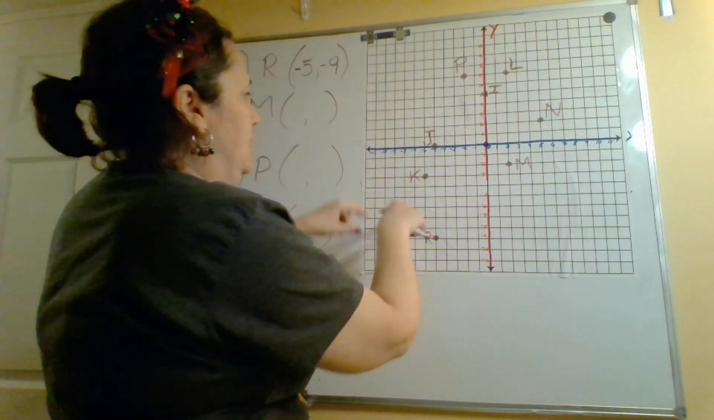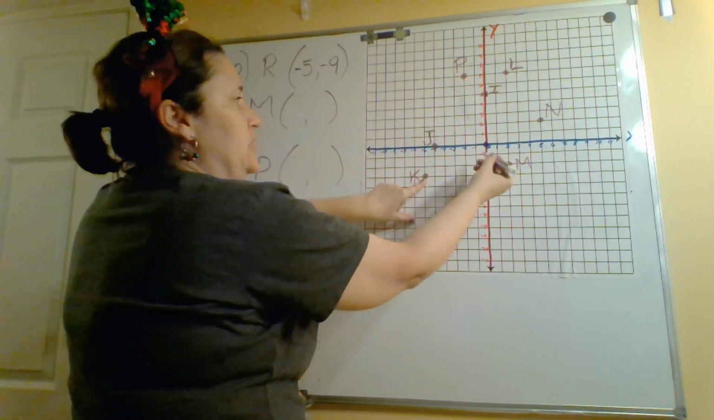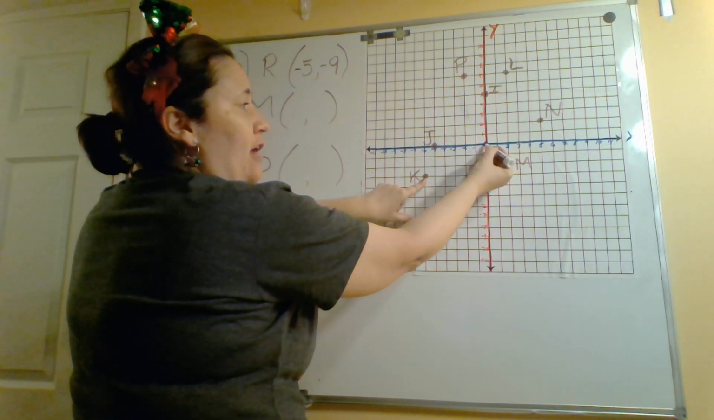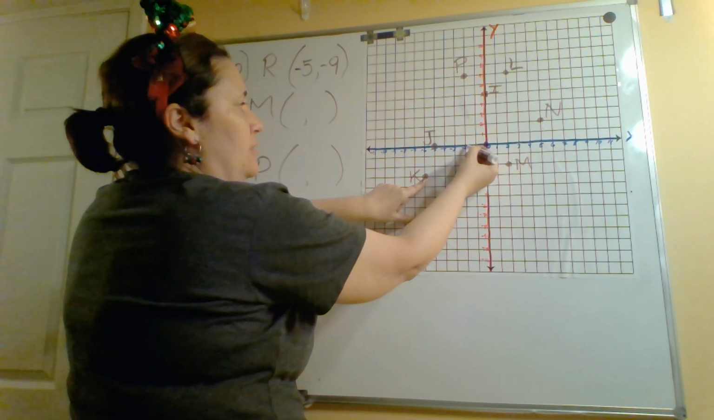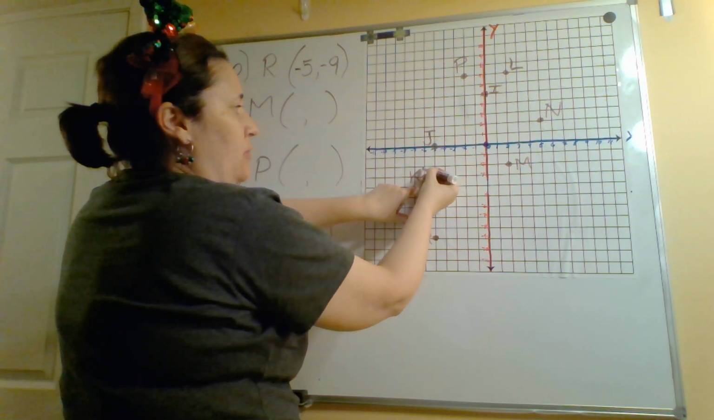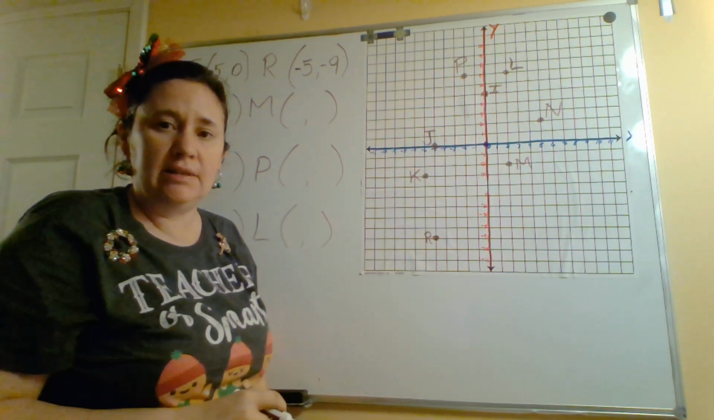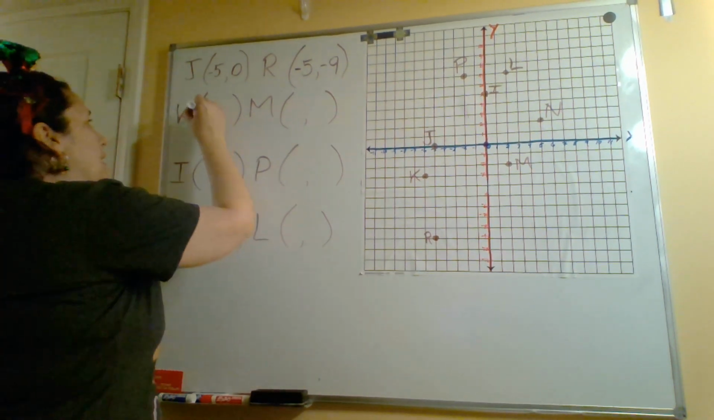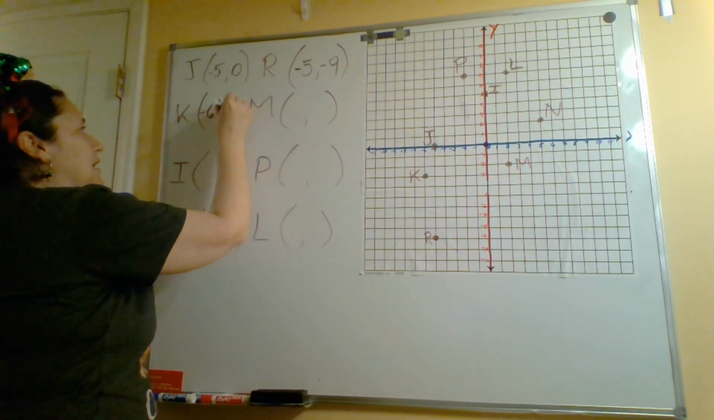The next point is K. K is right there. So we need to start at the origin and see how far did they go, left or right. They went 6 to the left, and then they went down 3. 6 to the left and down 3. That's -6, -3.